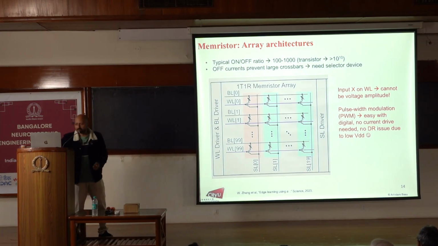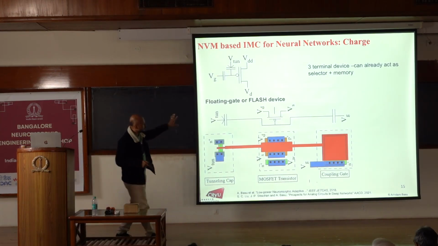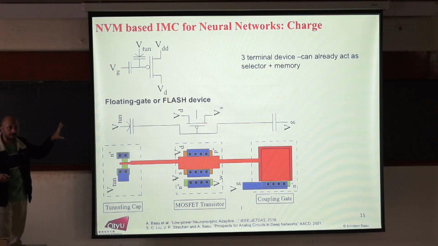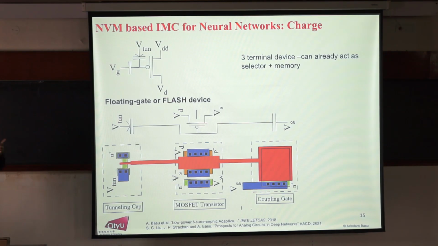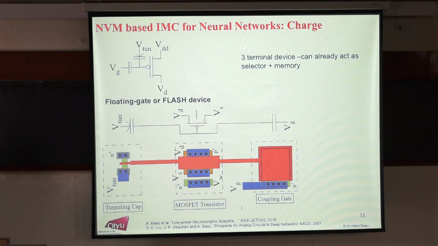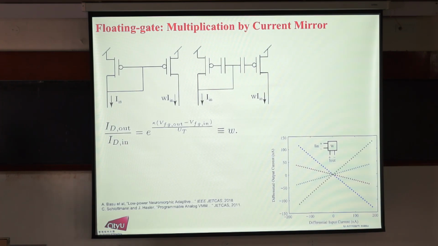Okay, so I think I'm running very short on time. Let me just quickly go over. So this one is another sort of non-volatile device that we used to work on a lot. It's called a floating gate or a flash device. Now here, it's a 3-terminal device, so it can already act as selector plus memory in some sense. Let me just skip over this one because I have a lot of stuff to cover. You have programming methods for these, and you can again do similar vector matrix multiply using these devices.